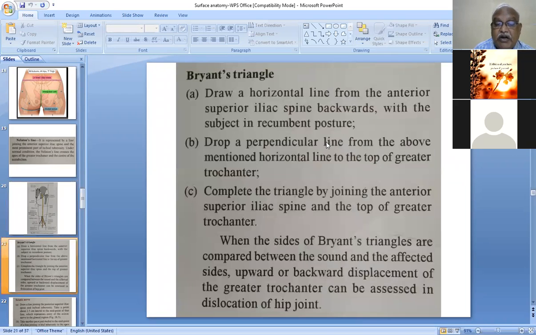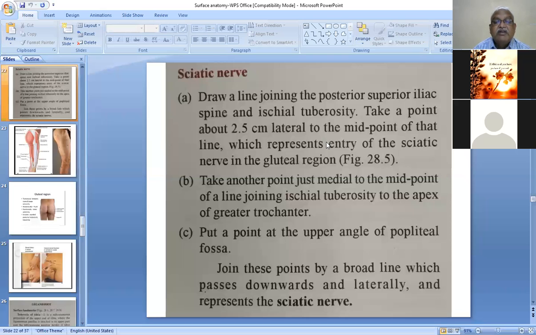So if you draw this one, complete the triangle by joining the anterior superior iliac spine to the top of the greater trochanter. When the sides of Bryant's triangle are compared between the sound and affected side, upward or backward displacement of the greater trochanter can be assessed in dislocation of the joint.